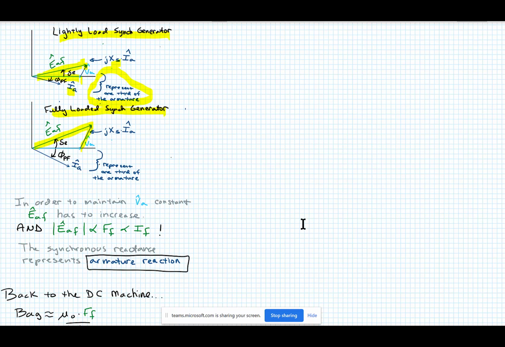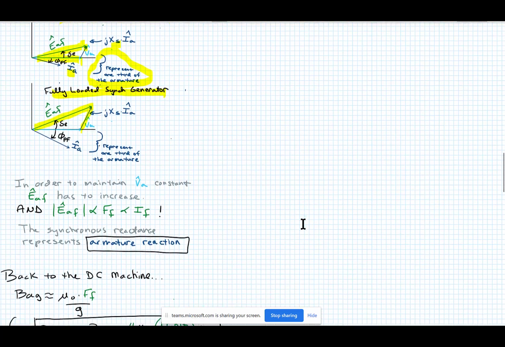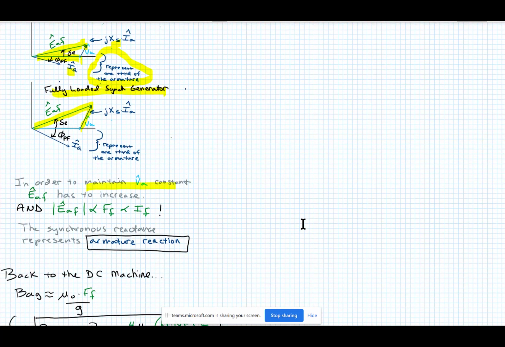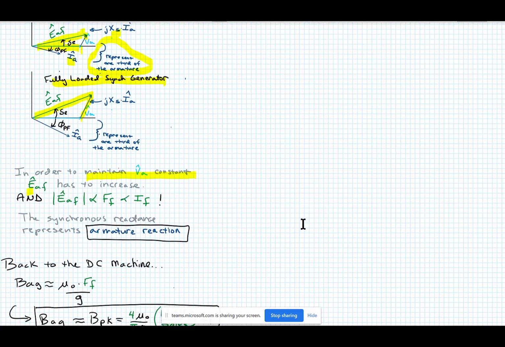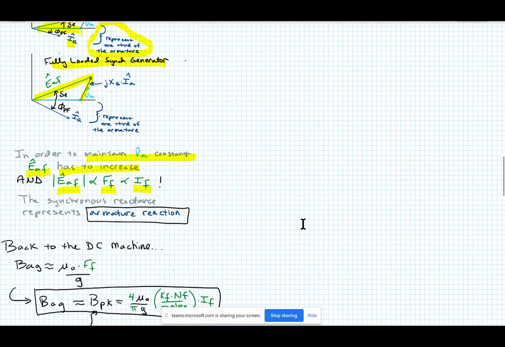That is really the effect of armature reaction. And so what it says is, if you want to maintain the voltage constant, the EAF has to increase. That means that because the magnitude of the EAF is proportional to the MMF flux produced by the field winding, which is on the rotor, it's proportional to the field current, and you'd have to increase the field current to keep the voltage constant. You're trying to overcome armature reaction of the generator with your field controls.